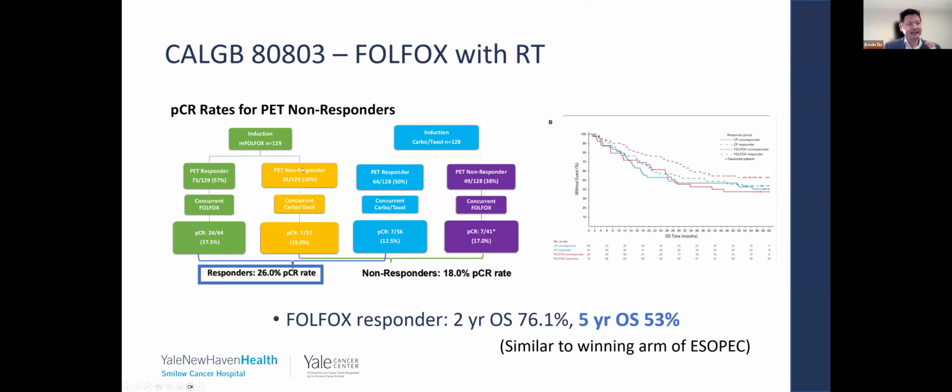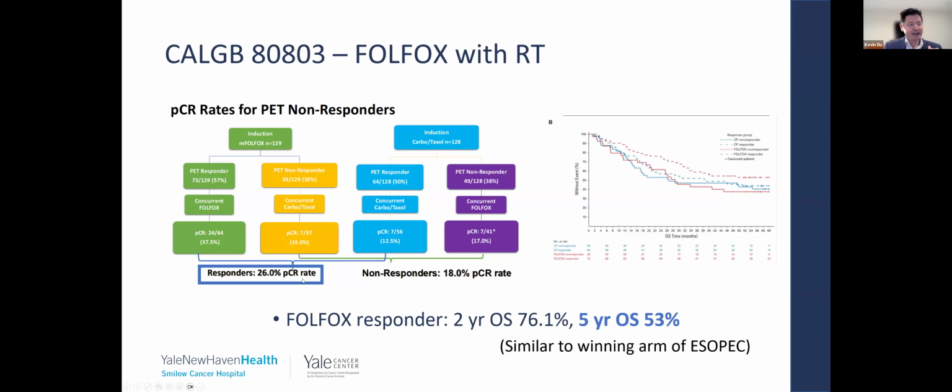This was an adaptive trial, so patients were randomized to either FOLFOX or carboplatin-paclitaxel, and if they responded to one or the other chemotherapy, they continued on that chemotherapy with radiation. If they were resistant to that chemotherapy, they switched over to the other type of chemotherapy together with radiation. The 5-year overall survival here was about 53%. This was a phase 2 randomized trial, so smaller than our phase 3 trial, but still a 5-year overall survival of 53%, which is about similar to the winning arm of ESOPEC.